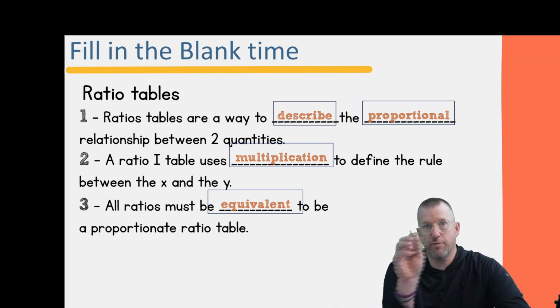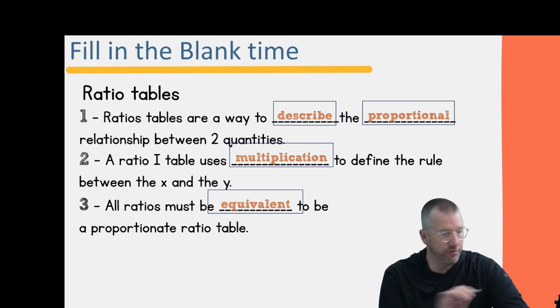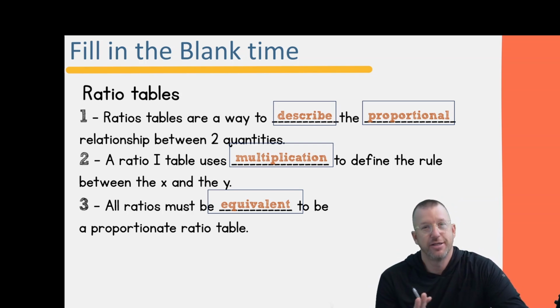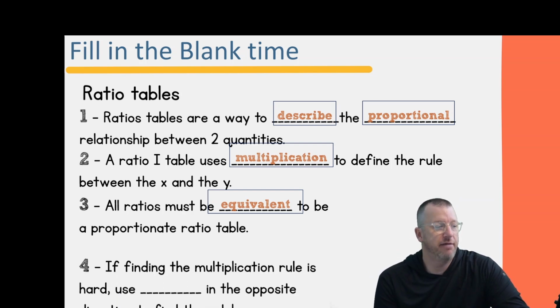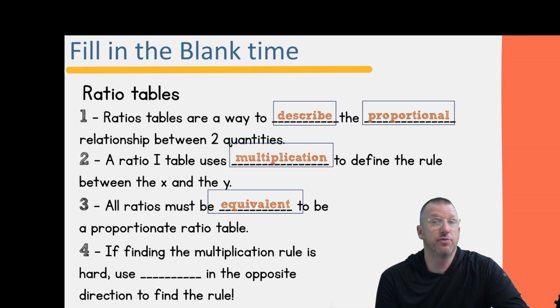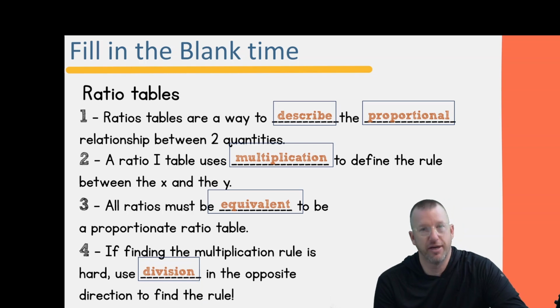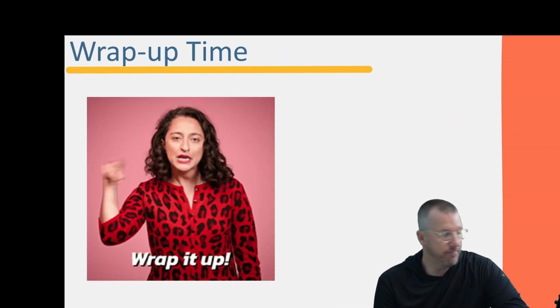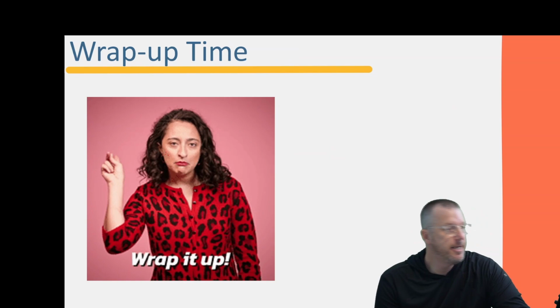If you multiply the top one by 2, the second one by 2, the third one by 2, and the fourth one by 5, it's not proportional. So you've got to check them all. And then finally, if finding the multiplication rule is hard, use division. Go in the opposite direction to find the rule. All right, I think you guys are totally getting this.